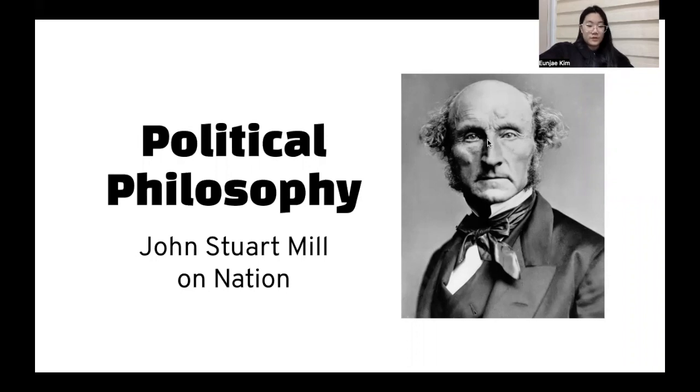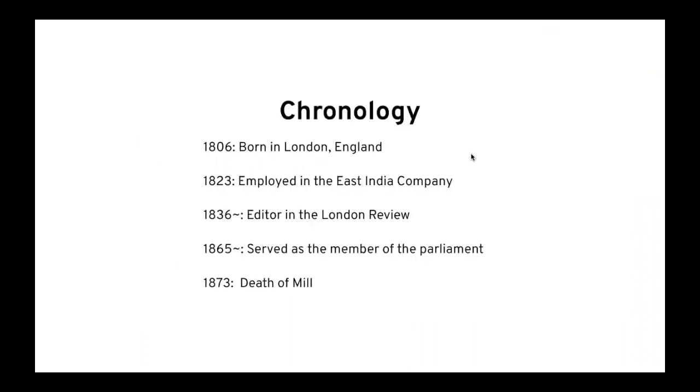The philosopher for today is John Stuart Mill. John Stuart Mill was born on May 20th in London, England. He was what we call a genius. He learned Greek at 3, he read Plato's works when he was 7, and began to learn Latin when he was 8.